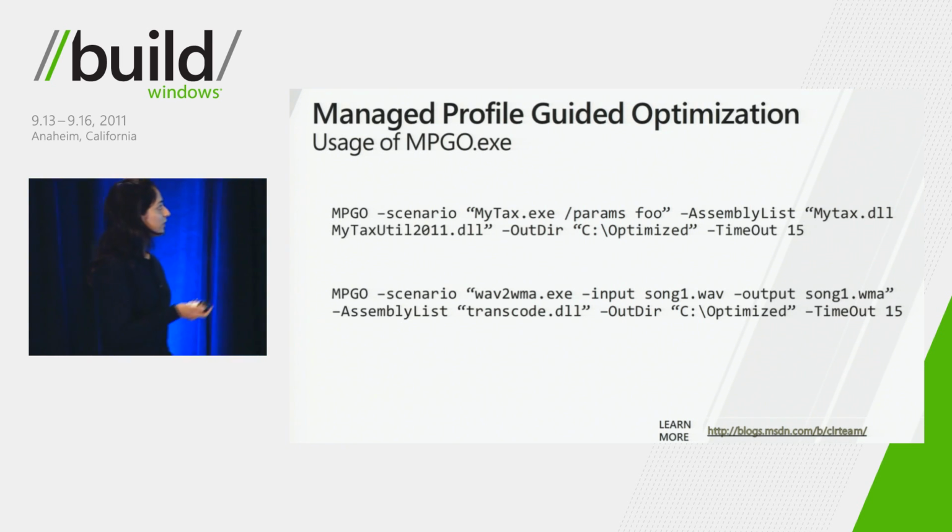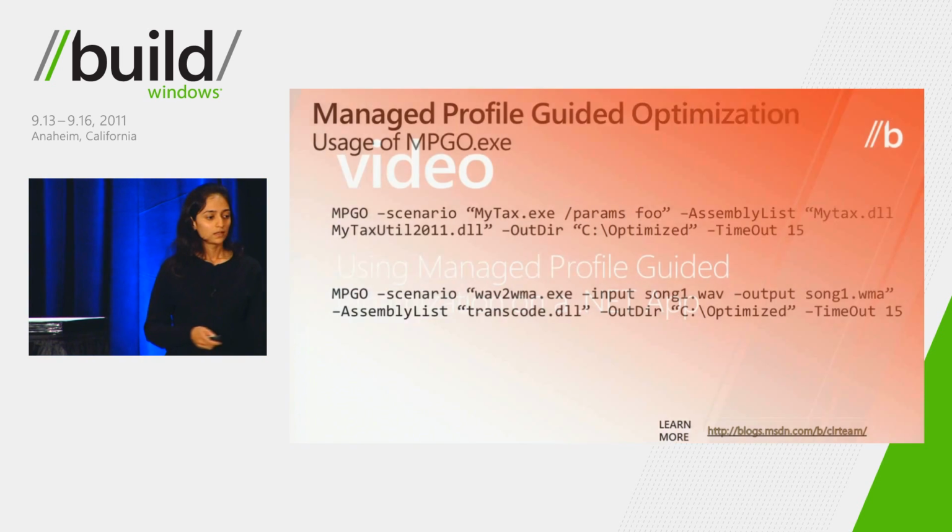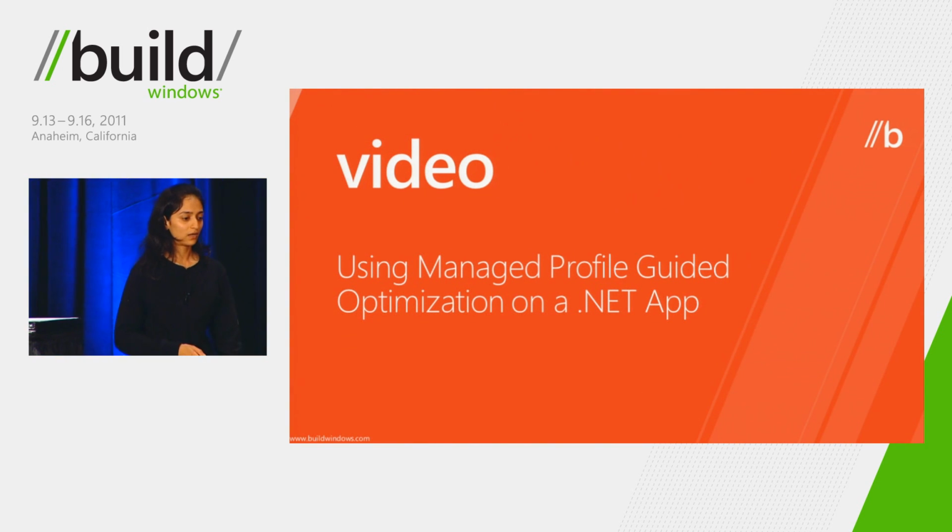This is just the usage of mpgo. I showed that in the video. It takes in a scenario, and you can specify the list of assemblies you want to profile for. So with that, I guess I went a little out of order there.